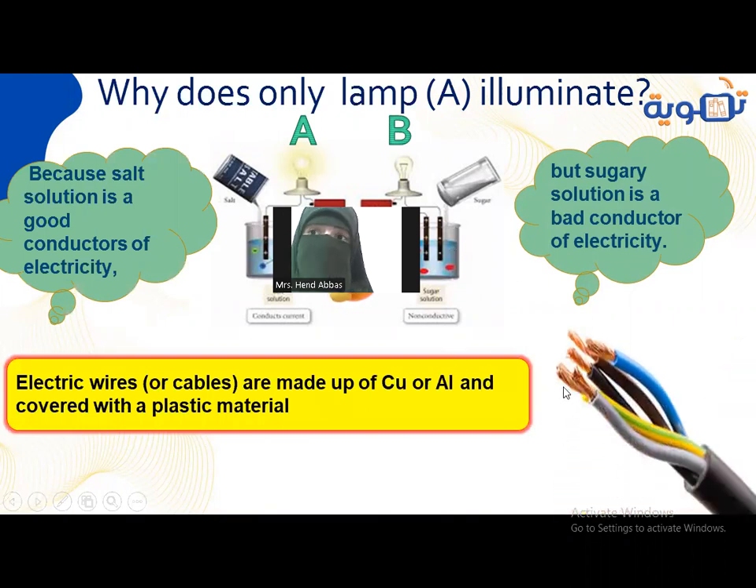Why are the electric wires made of aluminum? Here, the electric wires are made of aluminum or copper, and covered by a plastic material. Take care, you have to give reasons for both. Why are the electric wires made of copper?